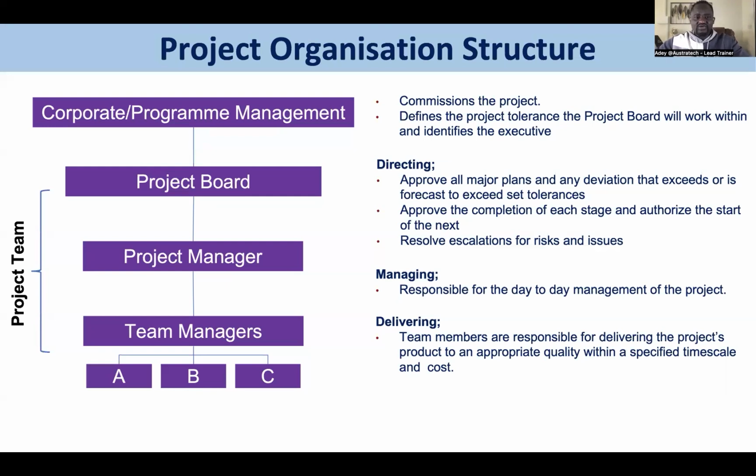But typically, what you have in an organization structure is a project board sitting as an overarching arrangement to provide direction for the project. So they provide the directing function. You can just read there. They resolve escalations of risk and issues. They provide approvals to major plans and deliverables, including anything that is forecasted to exceed what we set out as tolerances for the project. So they define the boundaries across time, cost, and quality that you must operate in for a project. And they will approve completion of stages or starts to stages. That is what the project board does.